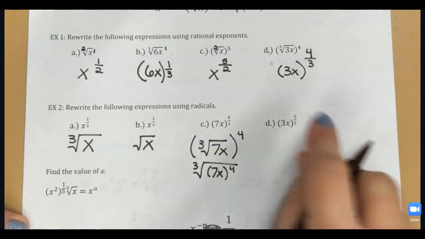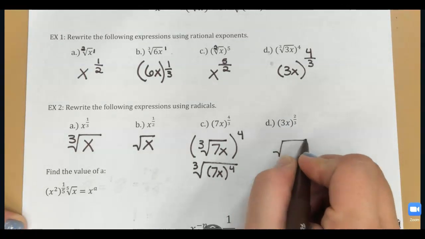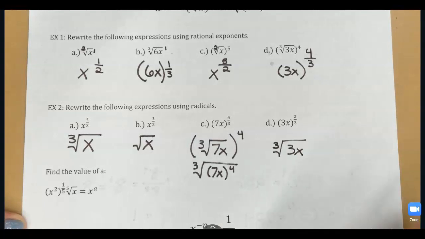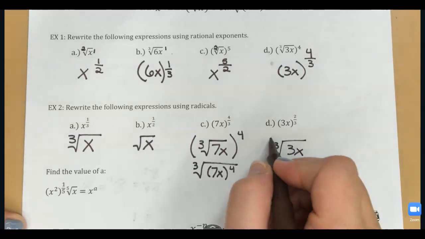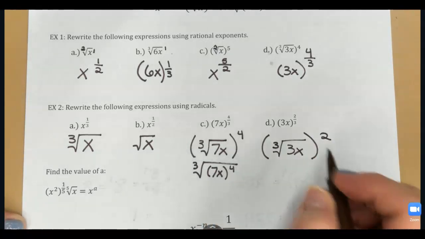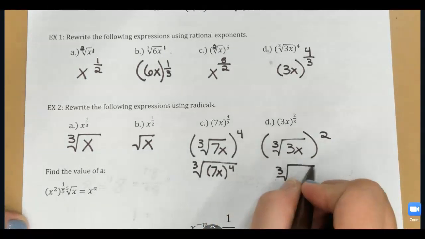Okay, last one, 3x is in parentheses, so that means both parts are inside my radical. My denominator is 3, so that tells me it's a cube root, and my numerator is 2, so that tells me that I am squaring this. And again, just like we did on part C, I can rewrite this inside as well.